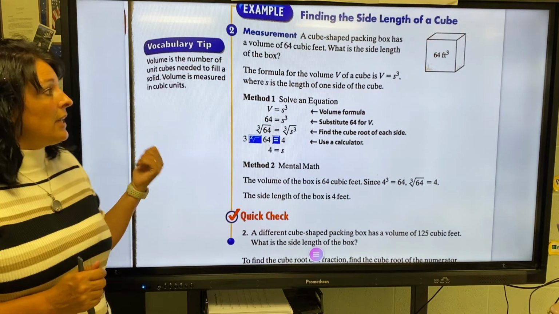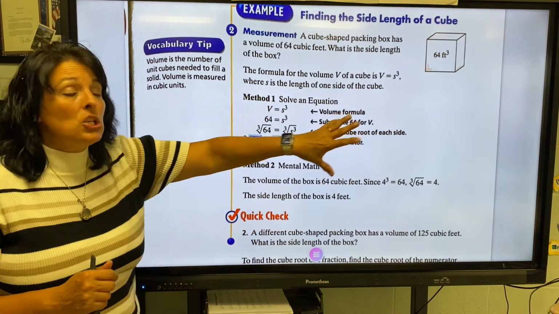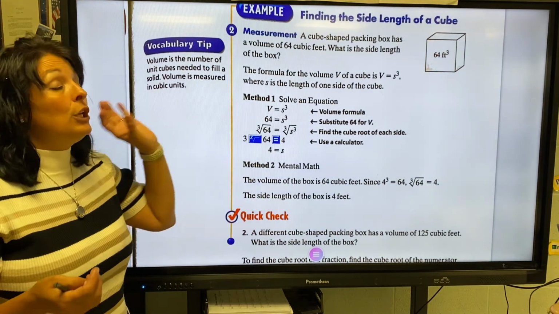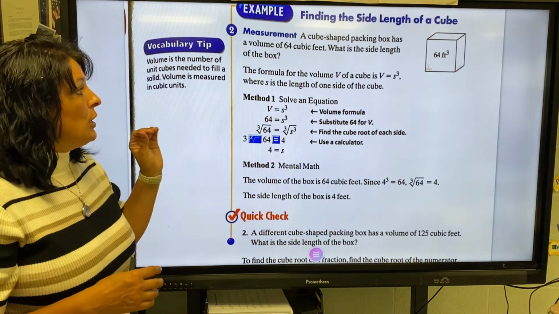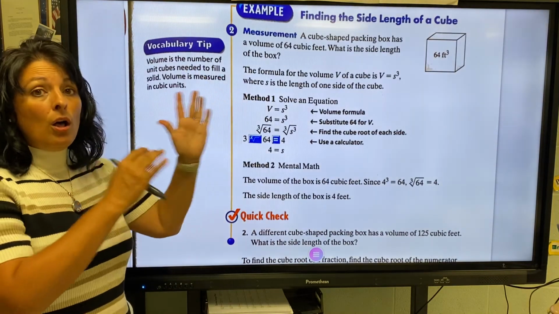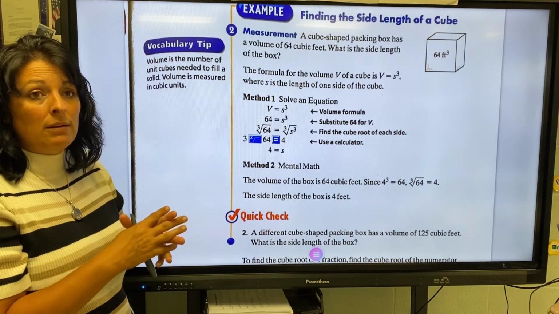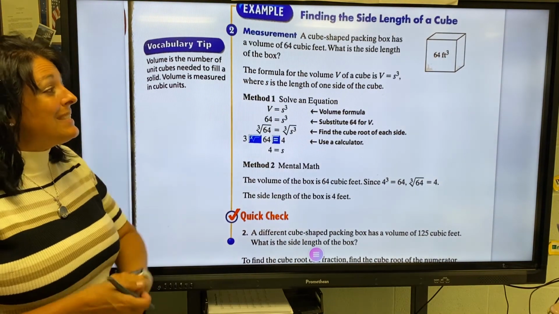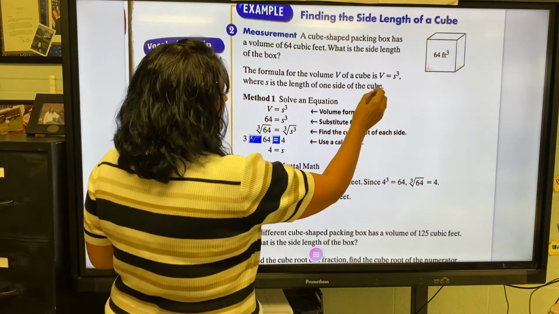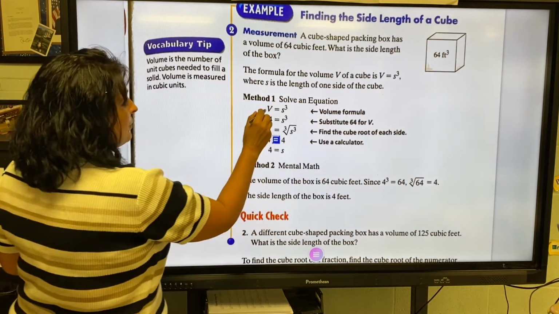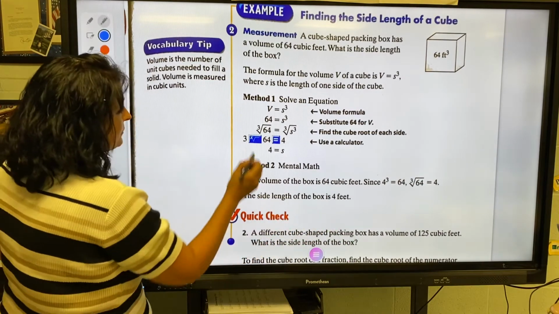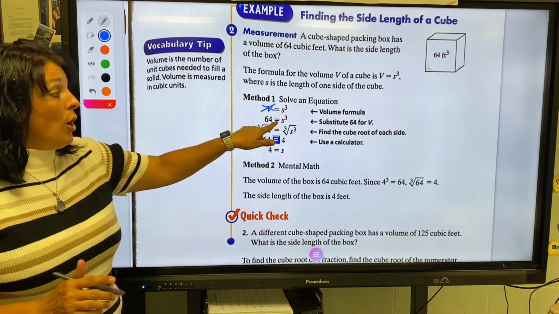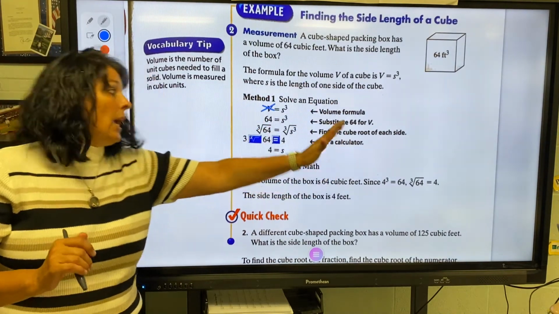All right, this next section is a shipping package that arrived on your doorstep. They tell us the volume of the cube is 64. So a cube means that all dimensions are the same, right? It's like a square, but 3D. If the volume is 64, all I'm doing is substituting this volume for the V in the equation. So I substituted it there. That tells me that all 3 sides, side times side times side, is 64.